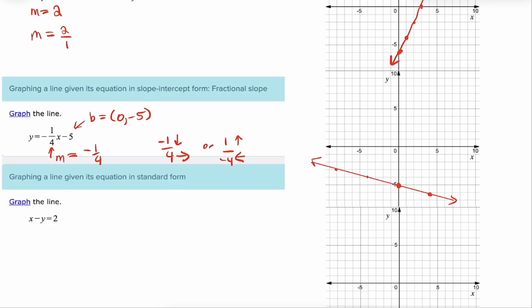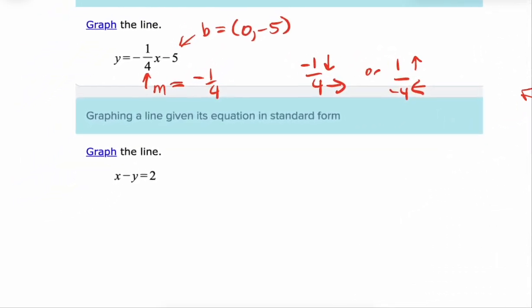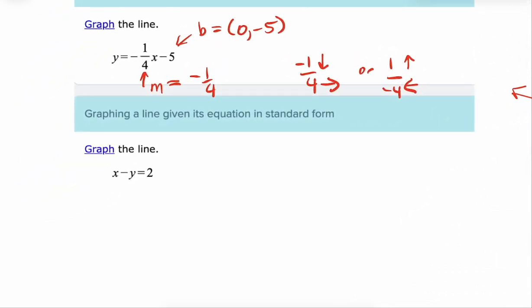So the only other method that I want to talk about, because almost every one of those used a slope and a y-intercept, you can still use that exact same thing on an equation in standard form. But for an equation in standard form, I think the easiest way is to find the x and y intercept.